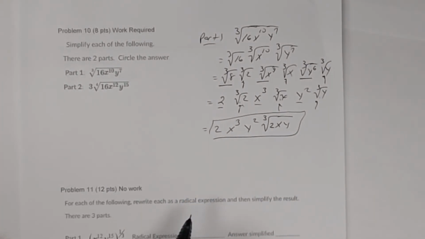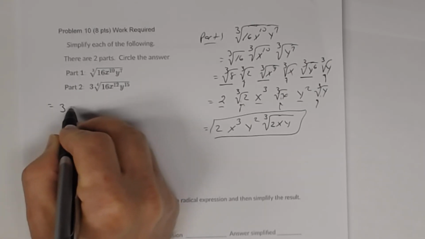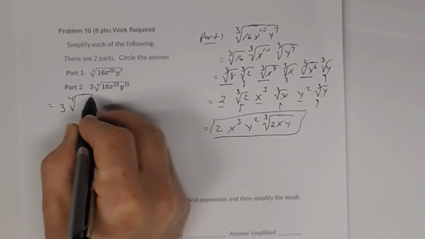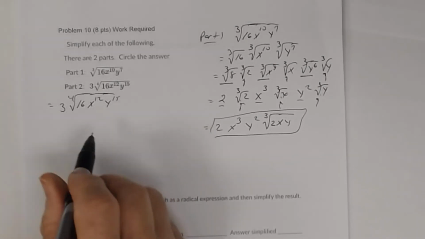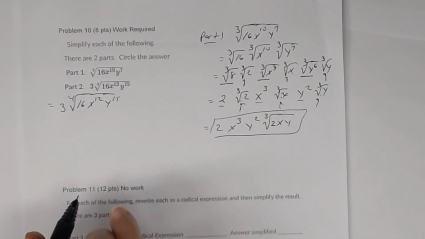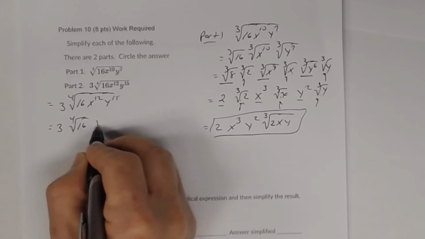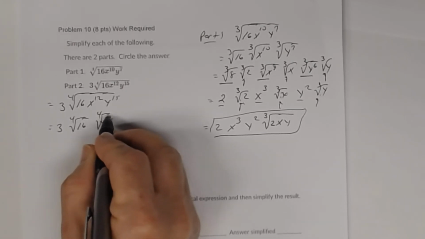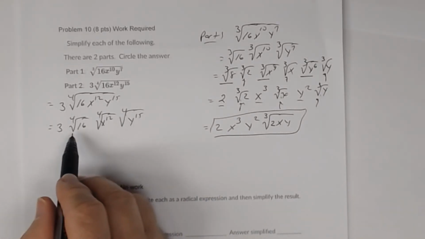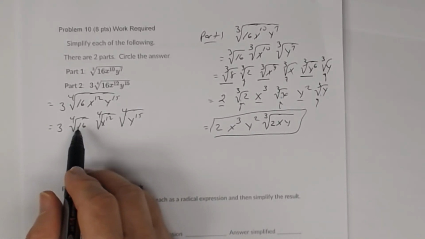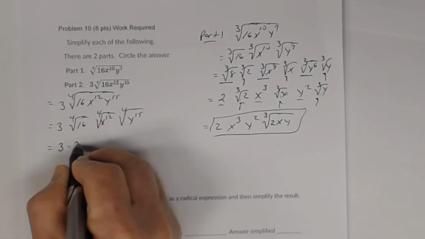Okay, part 2. We have 3 times the fourth root of 16 x to the 12th, y to the 15th. I'm just going to rewrite this. So we're going to use the same approach we used here. I get 3 times the fourth root of 16 times the fourth root of x to the 12th times the fourth root of y to the 15th. Now, the fourth root of 16 is 2 because 2 times itself 4 times is 16. So this is 3 times 2.